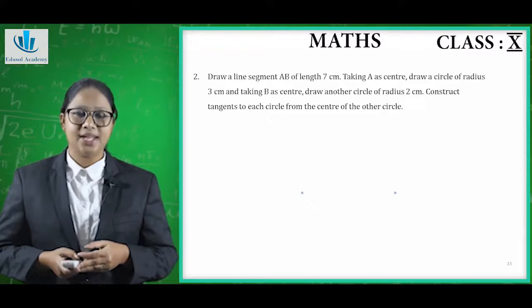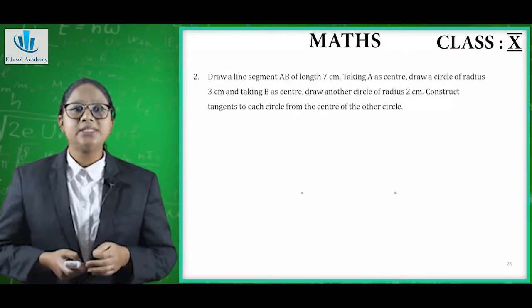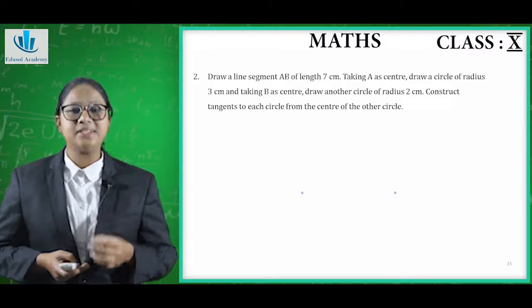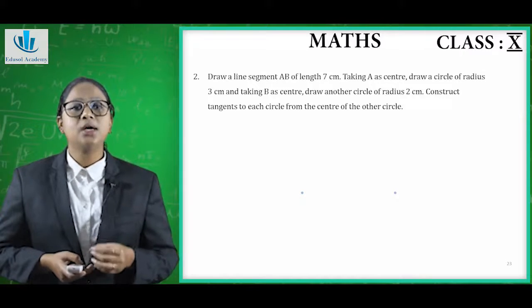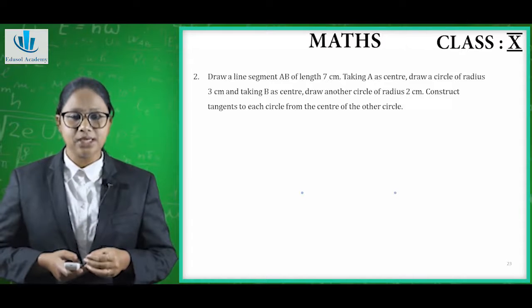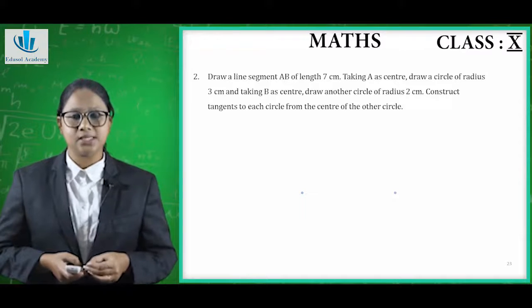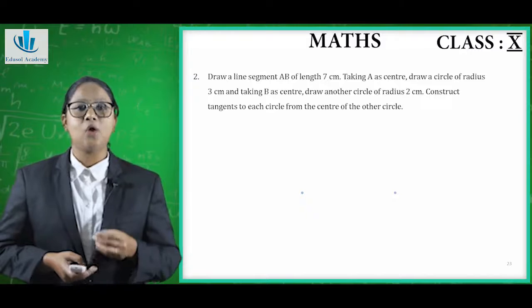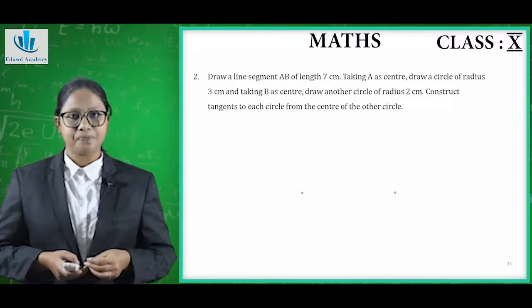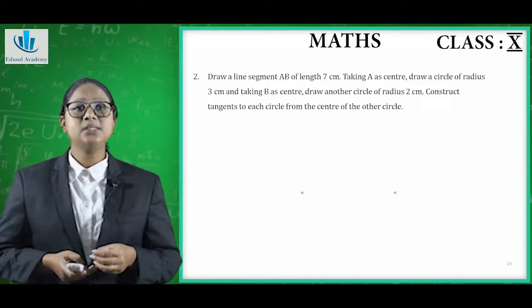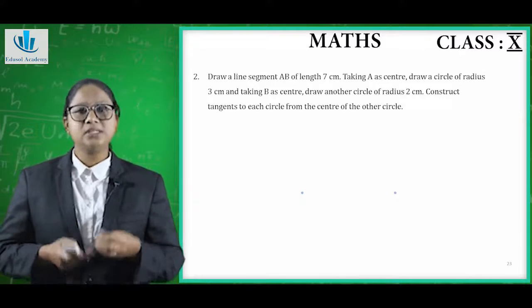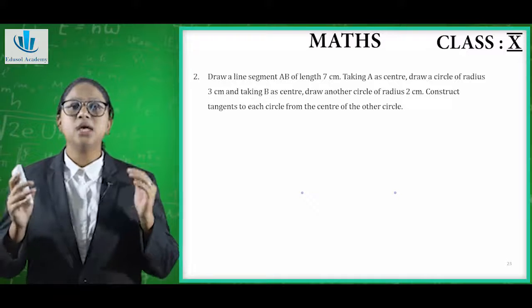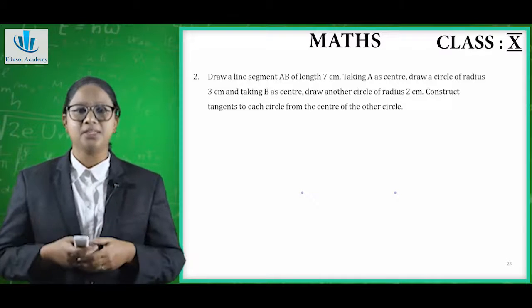Now we shall move on to the next question. Draw a line segment AB of length 7 cm. Taking A as center, draw a circle of radius 3 cm and taking B as center, draw another circle of radius 2 cm. Construct tangents to each circle from the center of the other circle. This is the same concept, tangents to 2 circles from each other.